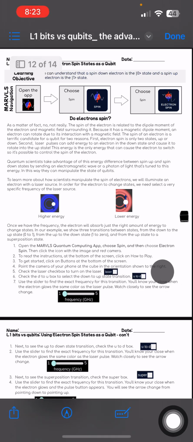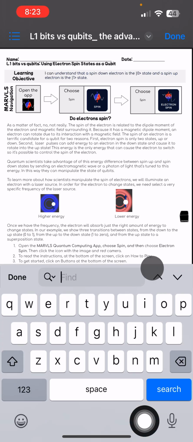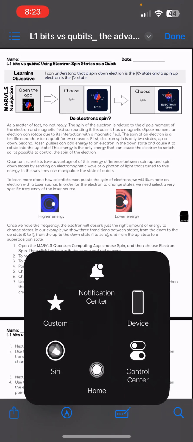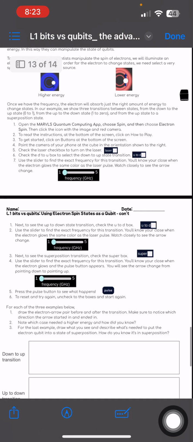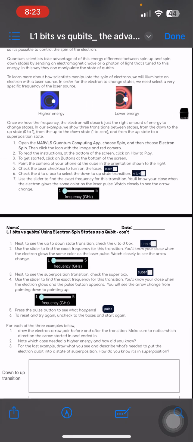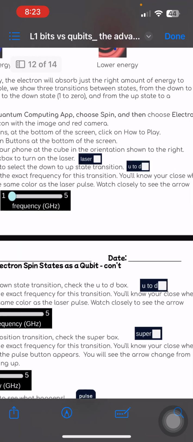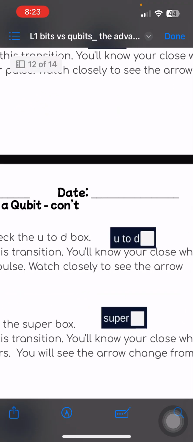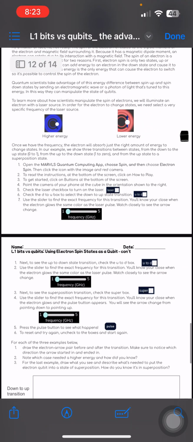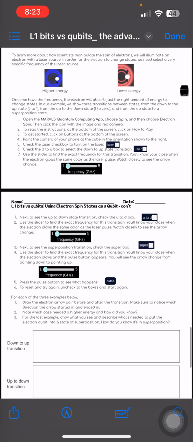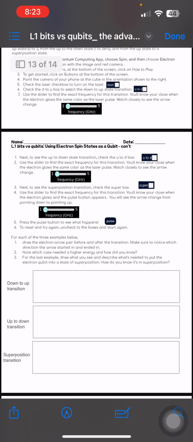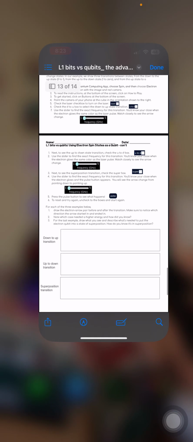So that's what these 2 pages for this lesson show us. It's asking us to change the frequency, to choose whether the laser's on or not, whether to choose the up down or the down up state here, and whether to choose superposition. And then here we can see how to pulse when we get to superposition. And then students are asked to draw what happens for the down to up transition and each of the other transitions. So let's take a look at that one.